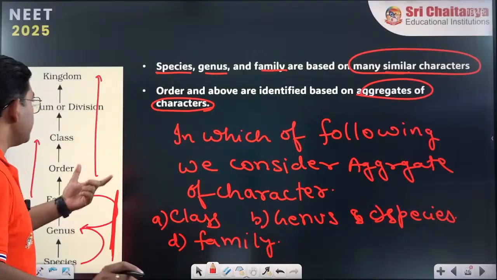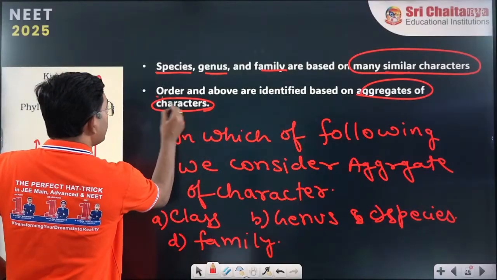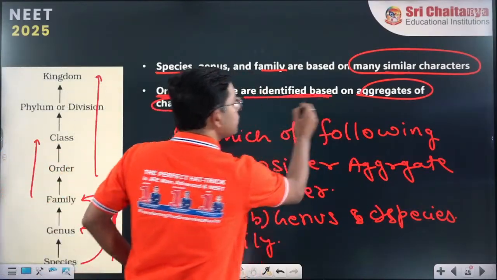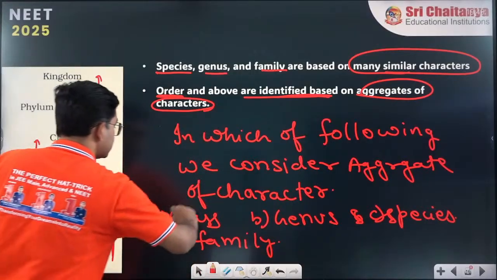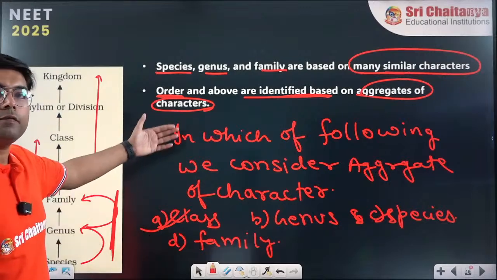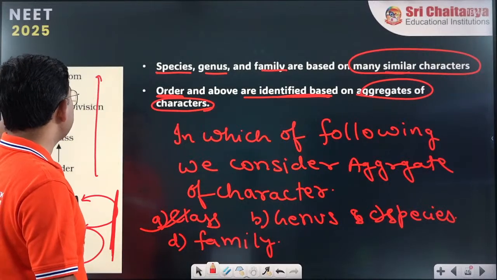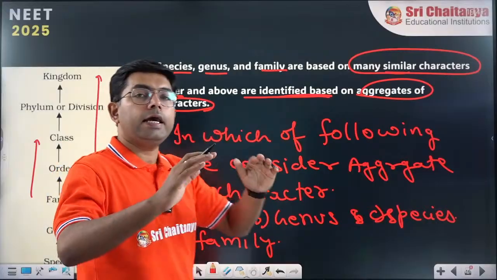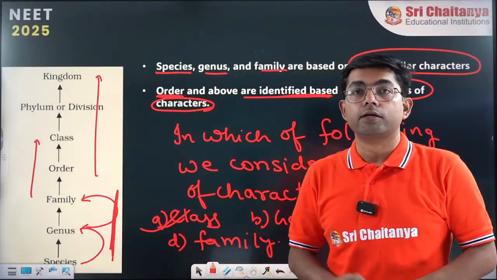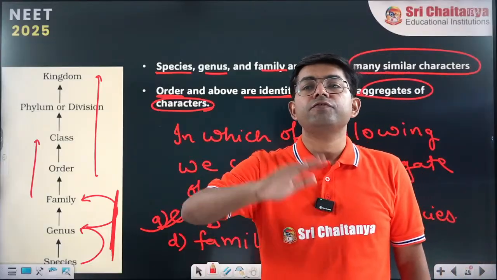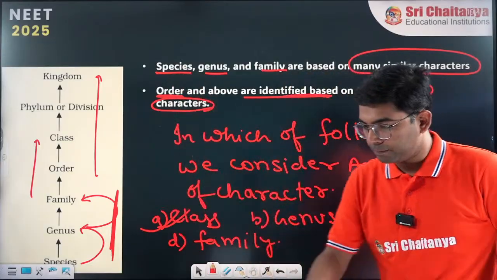Aggregate of character: I have just said order and above use the aggregate of character. So we will choose class. Class is order or above, so order, class, phylum or kingdom. Here we will use the aggregate of character, not the similarity in character. Why? Because now the difference keeps on increasing.